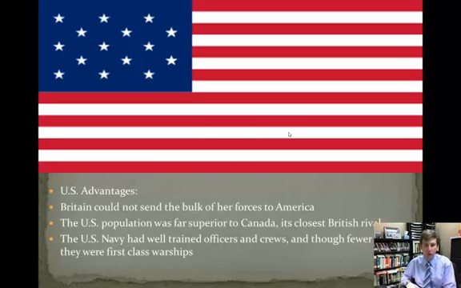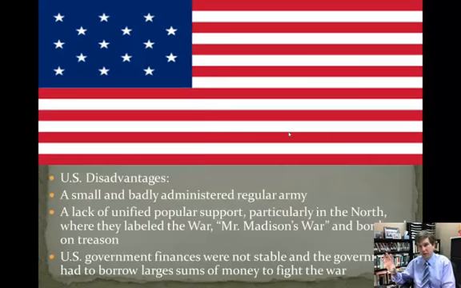What were our advantages in this war? Well, Britain could not send the bulk of her forces to America because she was worried about fighting France. So the British army is divided at this time. The U.S. population was far superior to Canada, which was our closest British rival. And the United States Navy had good, well-trained officers and crews, though fewer ships. They were first-class warships. So those are the advantages. You can see there's not a whole lot there.